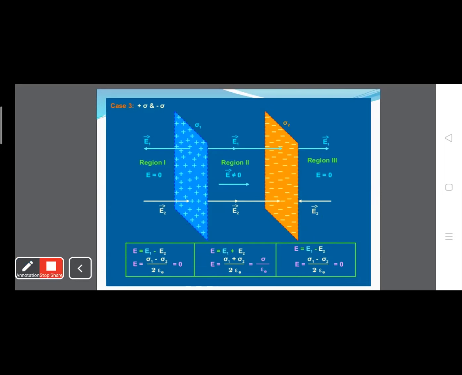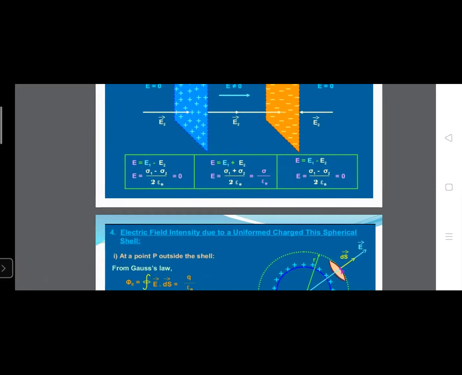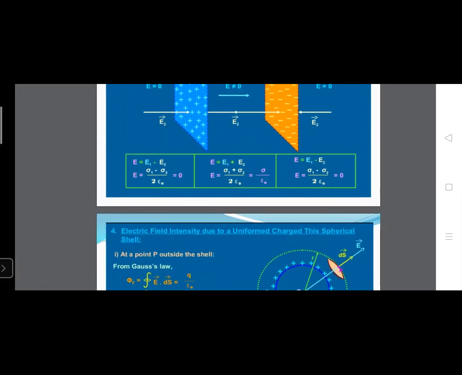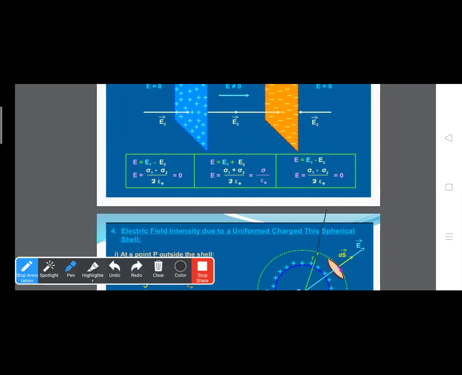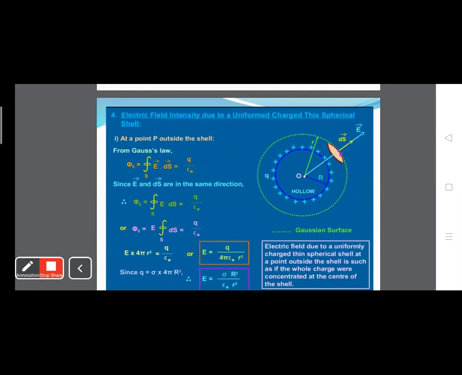So this was the electric field due to a charged infinite plane sheet. Next is the electric field intensity due to a uniformly charged thin spherical shell. We have to find the electric field due to a charged thin spherical shell. So first we have to draw a spherical shell. Consider a spherical shell of radius capital R and center O.